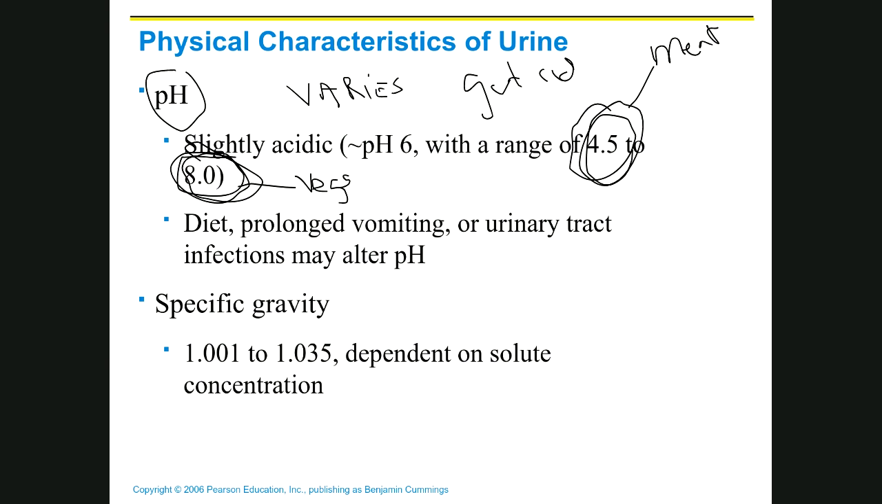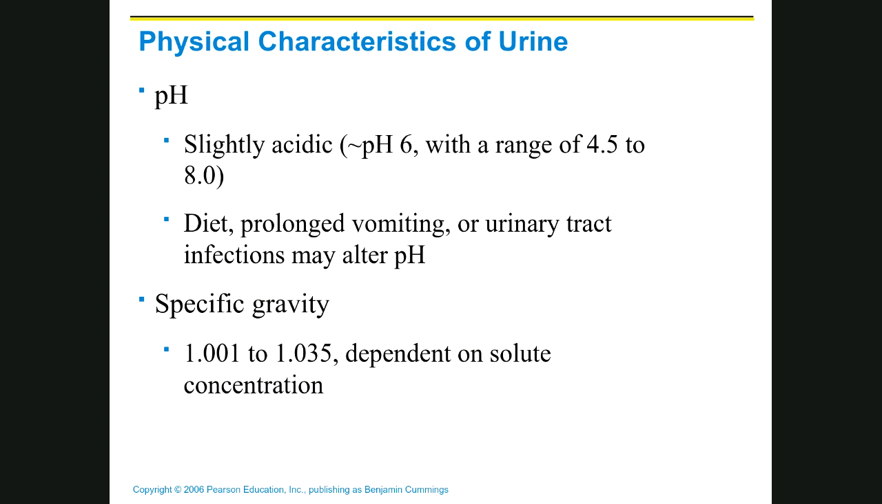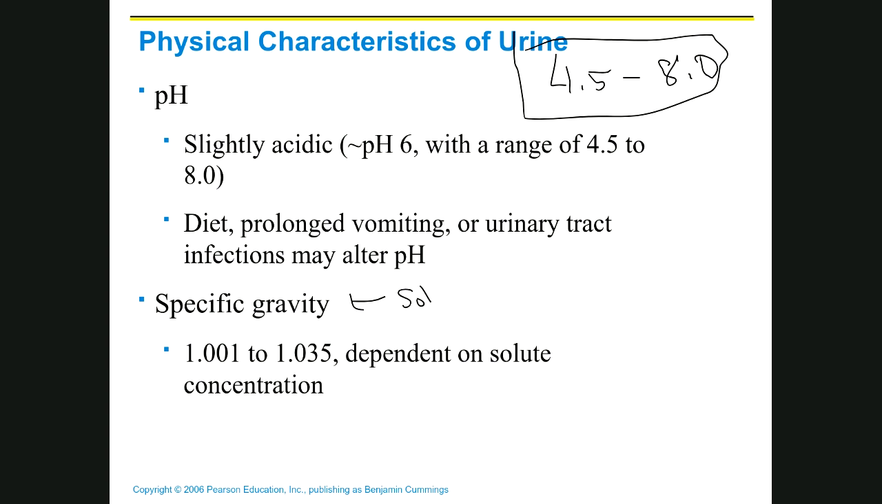Look at the range. This is the absolute range. You can't get any lower than 4.5, and your urine can't get any higher than 8. So that's the range that we can make. It also has a lot of solutes in it. And so solutes are going to change how thick it is. So the more solutes you have in here, the denser it is. It has a higher what's called specific gravity.